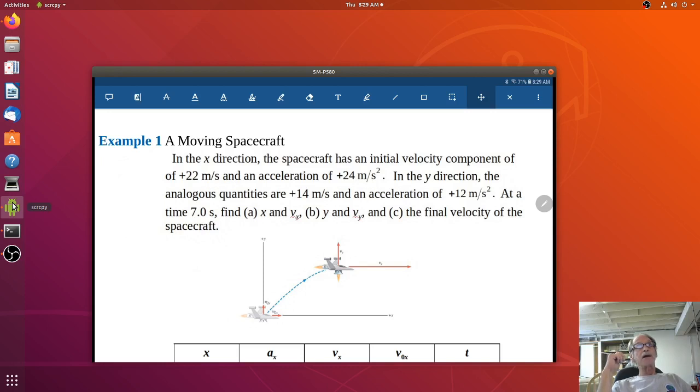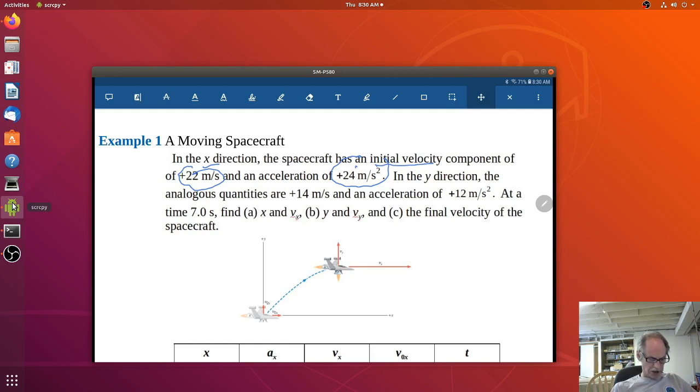In the x direction, the spacecraft has an initial velocity of 22 meters per second. Okay, that's v0x, because it's an initial velocity and it's in the x direction. And it has an acceleration of 24 meters per second squared. That's a sub x, because that's an acceleration and it's in the x direction.